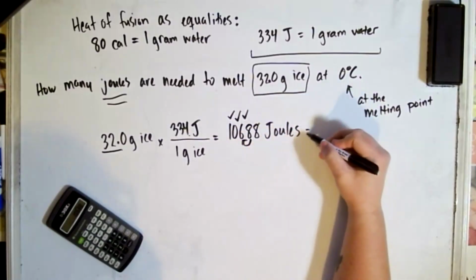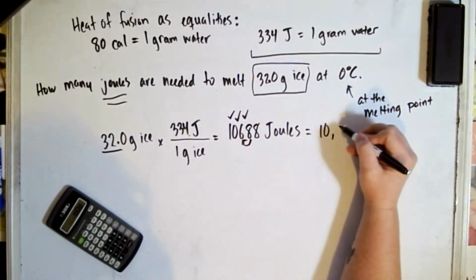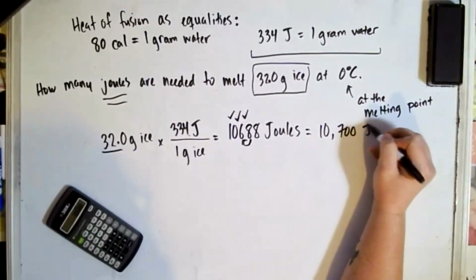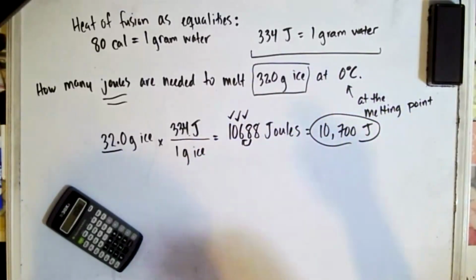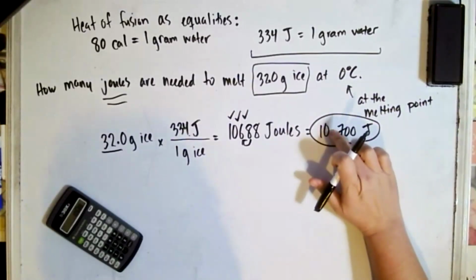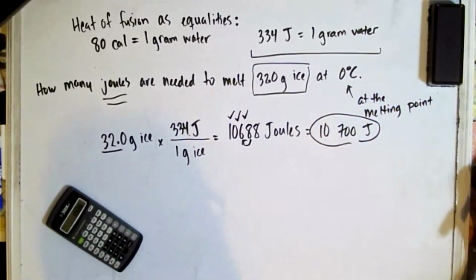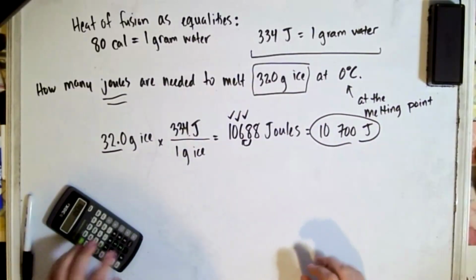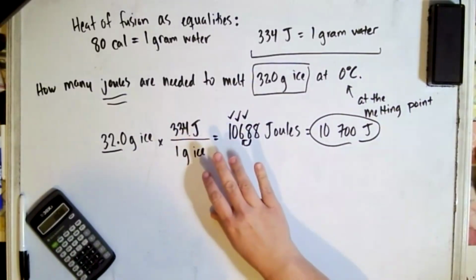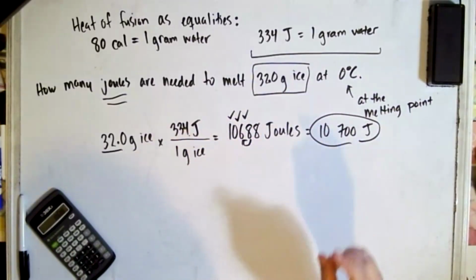So my final answer here is going to be 10,700 joules are needed to melt 32 grams of ice. Just take away the comma, make it less confusing. Okay. So that's our fusion process, which links our solid phase and our liquid phase.